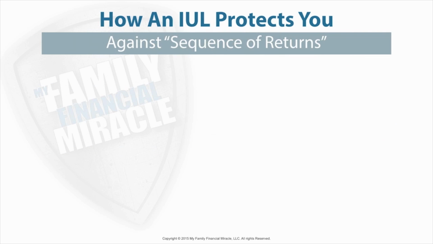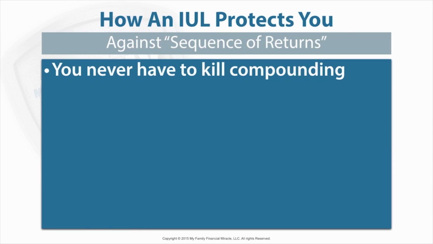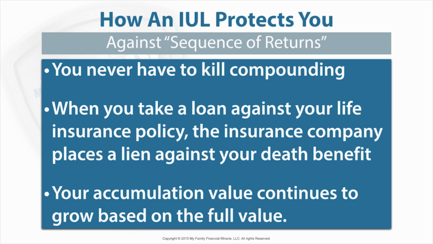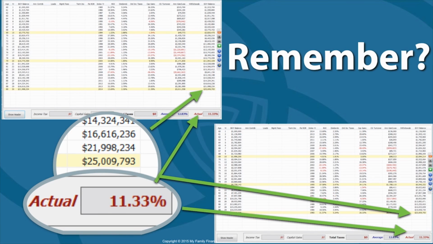So the question is, how does an IUL protect against sequence of returns? The reason the IUL works so well for retirement is that you never have to kill compounding. When you take a loan against your life insurance policy, the insurance company places a lien against your death benefit. Your accumulation value continues to grow based on the full value. There are some expenses, normally 0.2 to 0.4% of your account value, but nowhere near the 3 to 10% that we've been talking about so far. So the sequence of returns is as close as we can get it to being irrelevant. Remember our earlier conversation? With no expenses at all, you wind up with the exact same amount of accumulation cash, regardless of the sequence of returns.